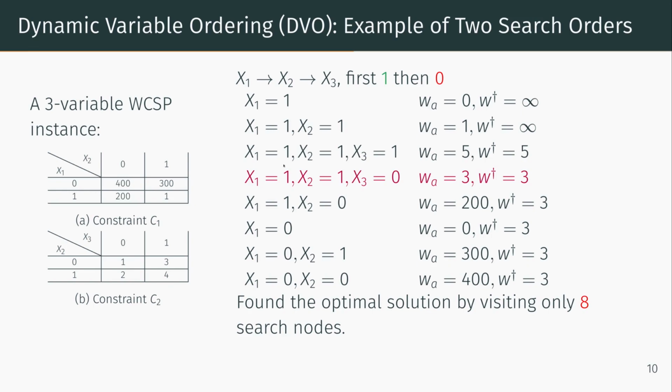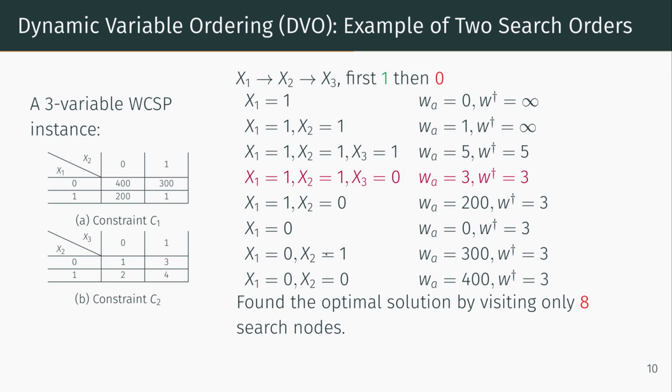Then we go to the next search node, which is x1 equals 1, x2 equals 1, x3 equals 0. Here we have WA equals 3, and because 3 is smaller than 5, we update W-dagger to 3. After that, we backtrack, and we go to x1 equals 1 and x2 equals 0. Here we already found that WA is 200 and it's way larger than 3, so we don't have to try any value of x3. Then we go to the next search node, we backtrack to x1 equals 0.